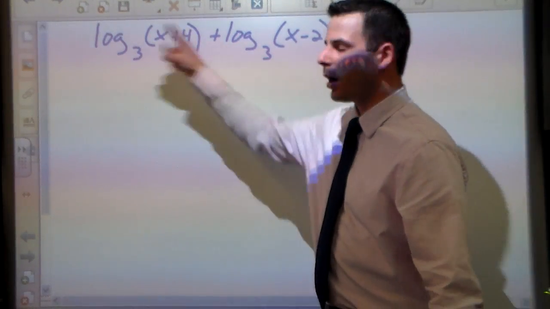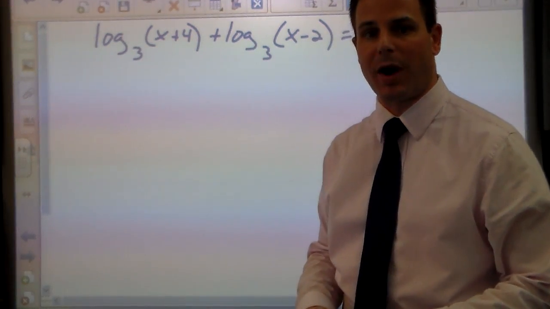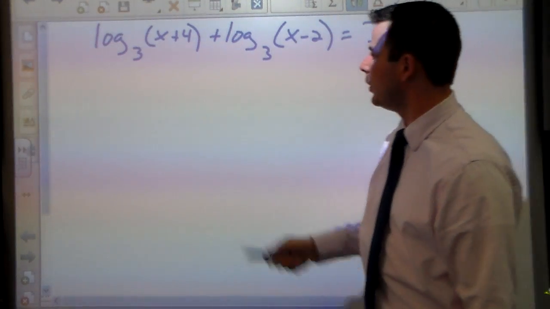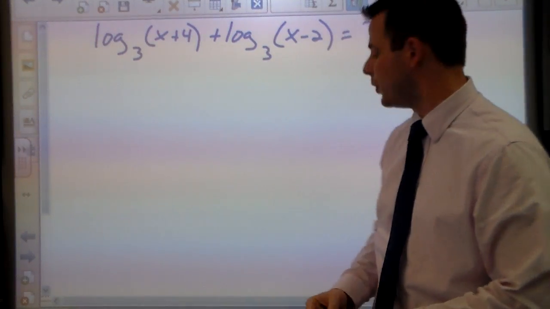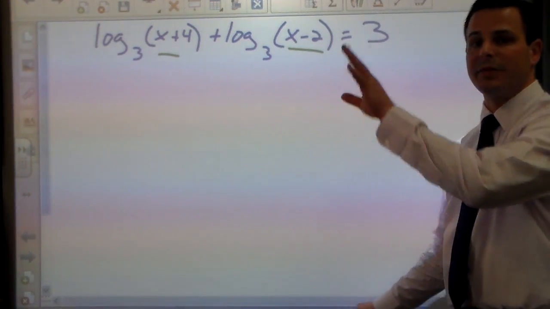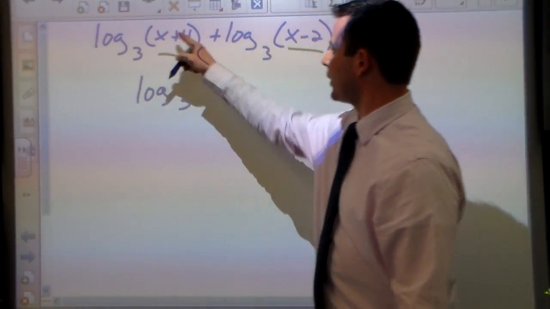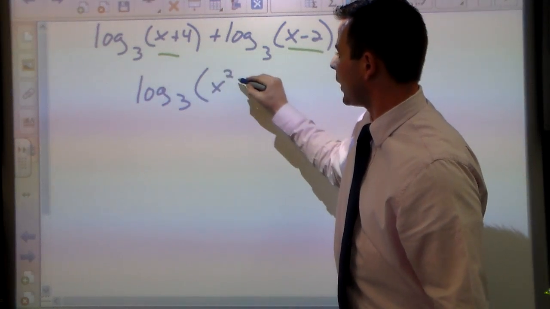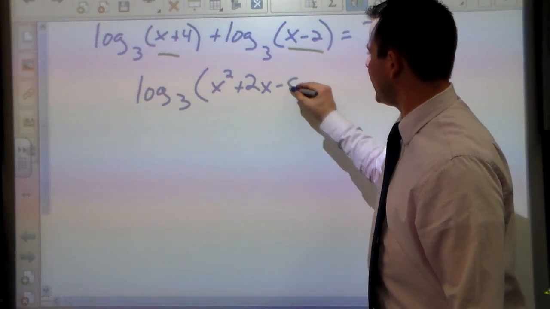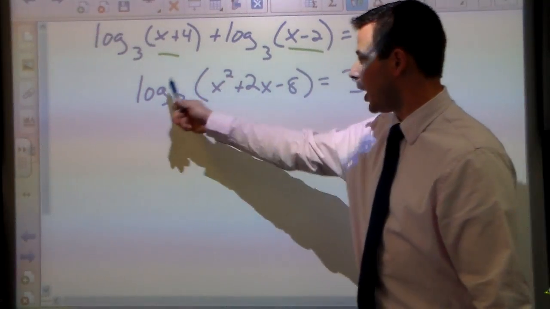The way you do that is by combining logs using properties. The property applied here is the multiplication property. We're adding logs, log plus log. The word log means exponent, so we're adding exponents. You add exponents when you're multiplying, so we're going to multiply the "of" portion of the logs to combine the left side of the equal sign. So we have log base 3 of x plus 4 times x minus 2, which is x squared plus 2x minus 8, and that still equals 3. Now, halfway there: log equals number.